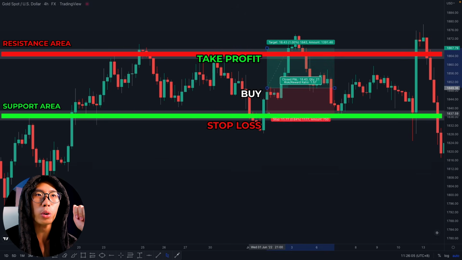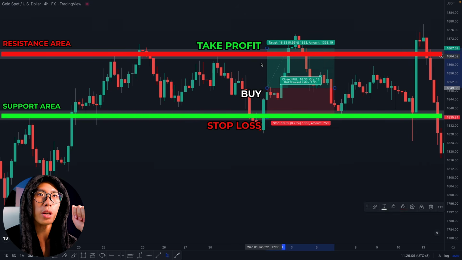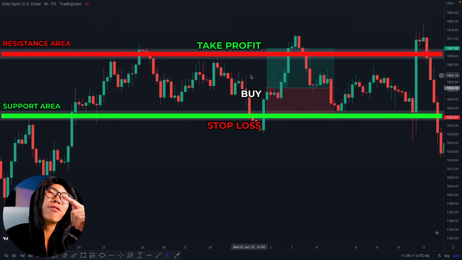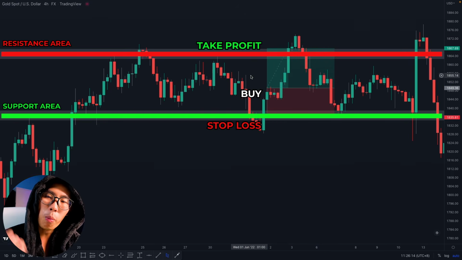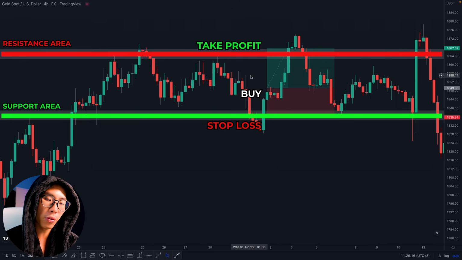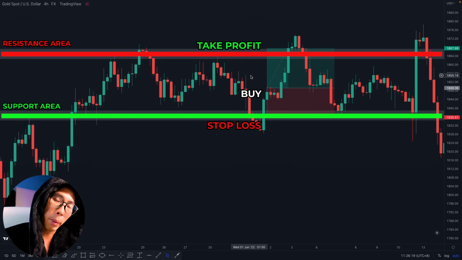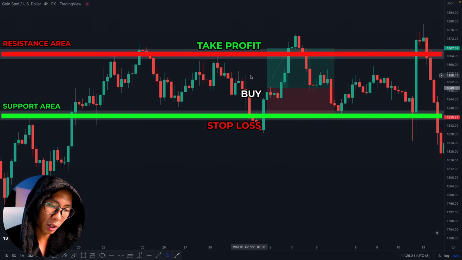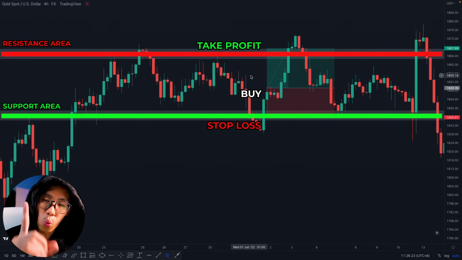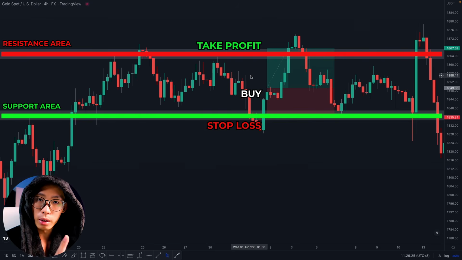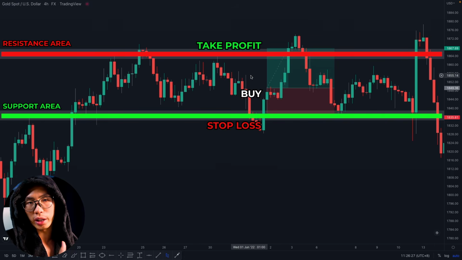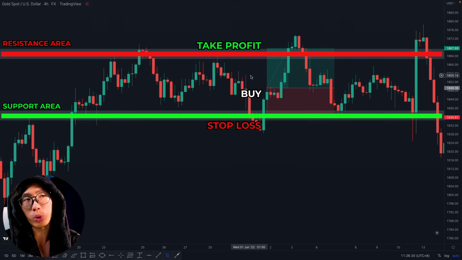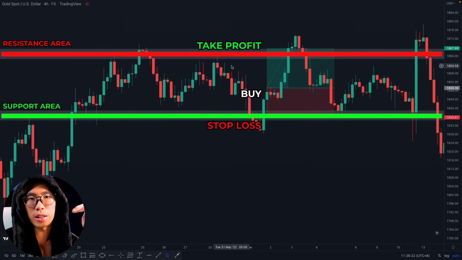Place your stop loss below the candlestick low like this, and then place your take profit at the resistance area right here, or you can even take profit before the resistance. Now you might be wondering, why should you take profits before resistance? Because remember, as a swing trader, you are only looking for one move in the market. So you want to exit your trades before the selling pressure starts to kick in at this resistance level right here.